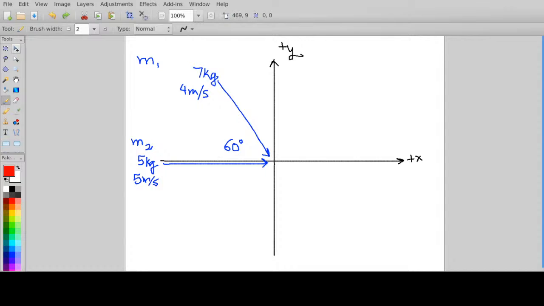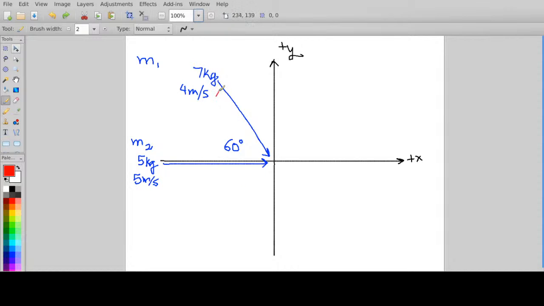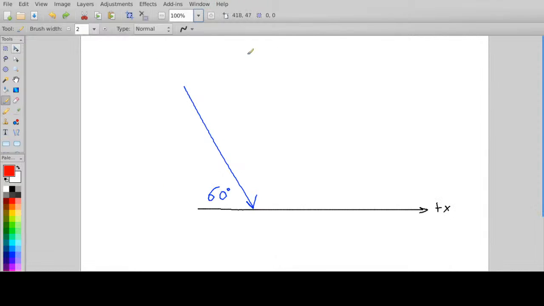So let's take a look at how that geometry works out. My next diagram over here has just the 5 meters per second, or I'm sorry, I lost track. That was this one. Sorry, 4 meters per second. Over here, this is the 4 meter per second vector.